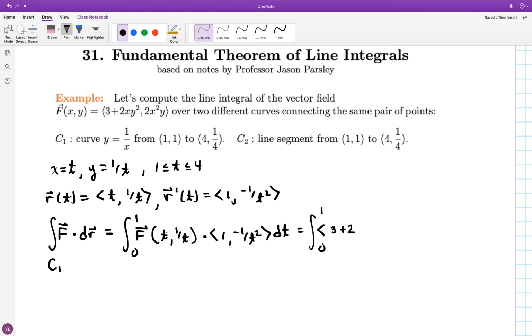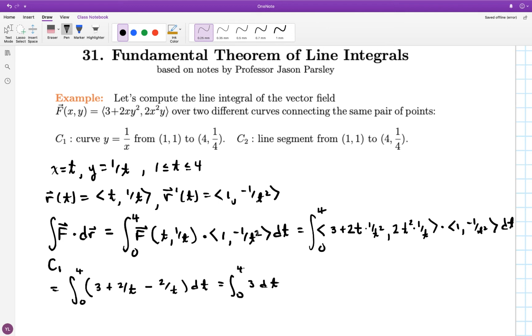So right now I'm carefully putting the parameterization into the vector field. All right, now I take the dot product. Hold on, I have to fix the limits of integration here. I forgot that my parameter was going from 1 to 4. Okay, there we go. And so the value of this integral is 9. So the integral of this vector field across the first curve turned out to be 9.